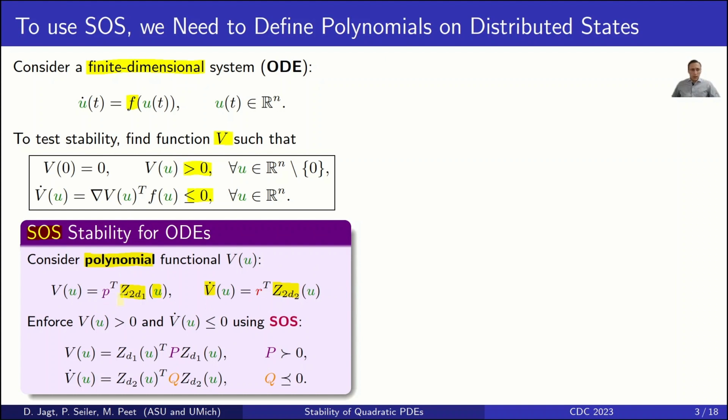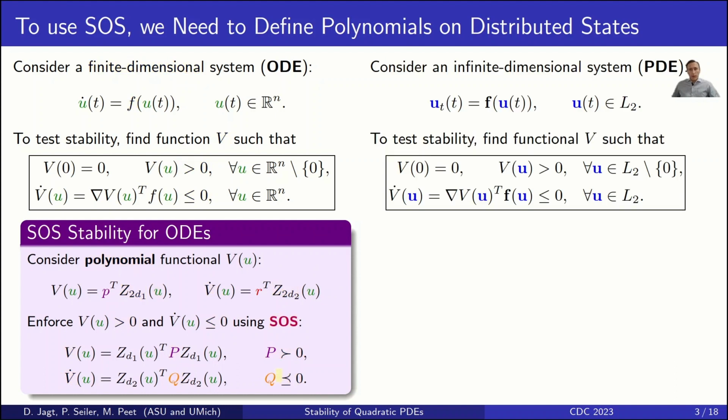Now then, to test stability, we need to enforce positivity of the function V and negativity of its temporal derivative, which we do using these sum of squares constraints, requiring both V and its temporal derivative to be of this quadratic form, parameterized by a positive matrix P and a negative semi-definite matrix Q.